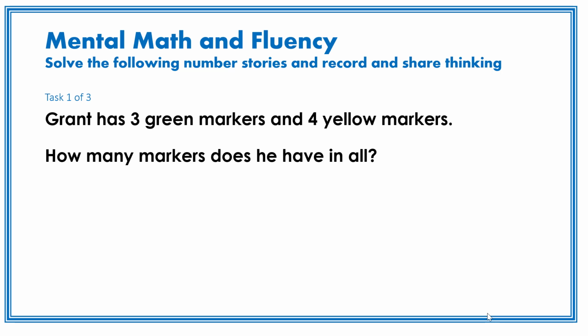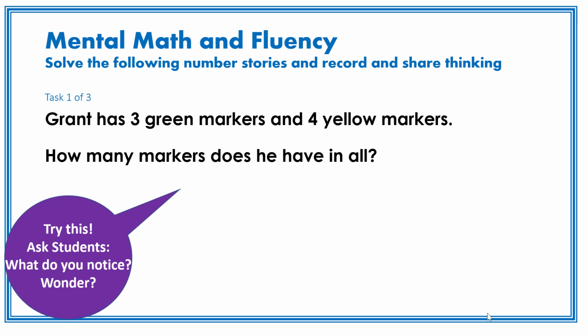So as we think about our mental math and fluency, of course, there are many different places where we have tasks that students haven't yet solved. In this example of a mental math, it says Grant has 3 green markers and 4 yellow markers. How many markers does he have in all? And so as we think about strategies that help bring in thinking first, what if you tried this? What if you asked students to do a turn and talk about what they notice and what they wonder about this situation type?